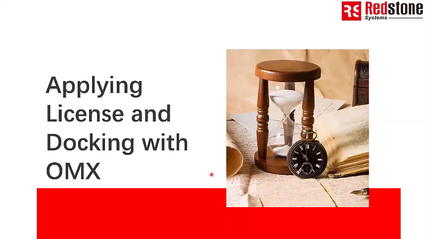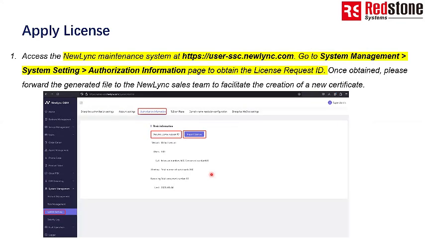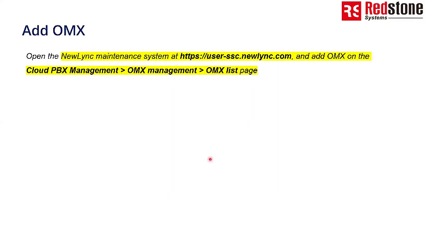Okay, so next is how they're going to apply the license and docking with our OMX. So you can access the sshulink.com, then go to system management, then system setting. Then after that, you need to acquire the request license ID. Then the generated file, you have to forward that to our sales team, so we can create the new certificate for you to use as your new license and import here. Then after that, you can now have a fully licensed new link.